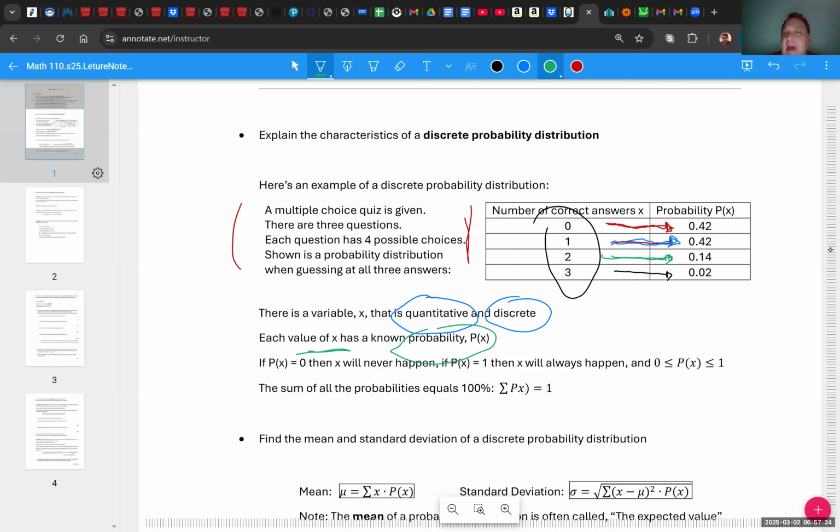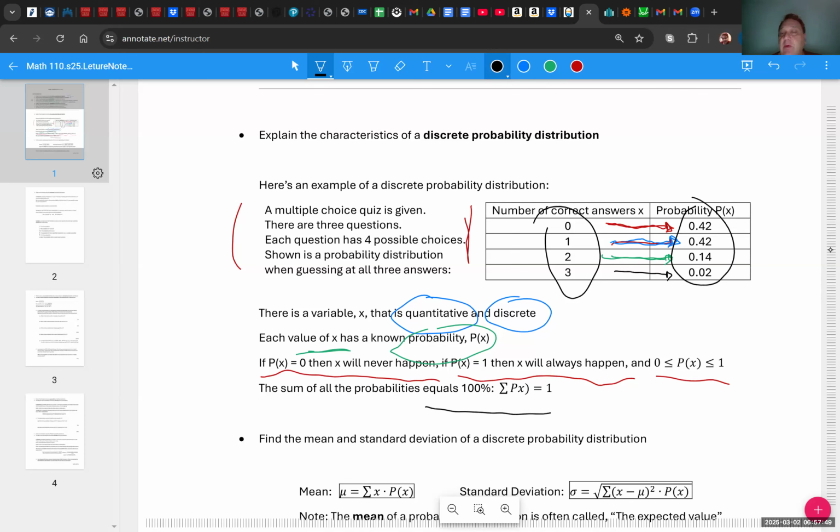And the other stuff about probabilities is, as we've discussed and understood before, if you have a probability of 0, that means something will never happen. So P(x) equals 0 means X will never happen. P(x) equals 1 means it'll always happen. All the probabilities have to be between 0% and 100%. And if you add all the probabilities together, they have to equal 100%.